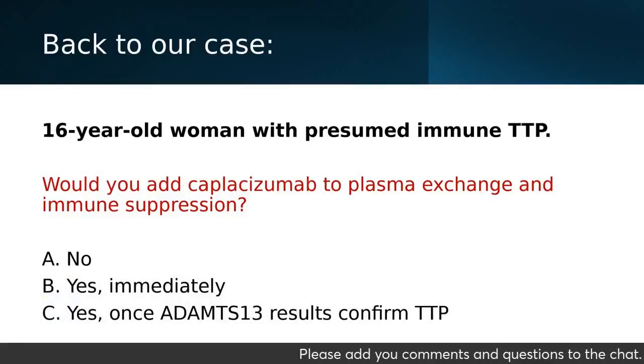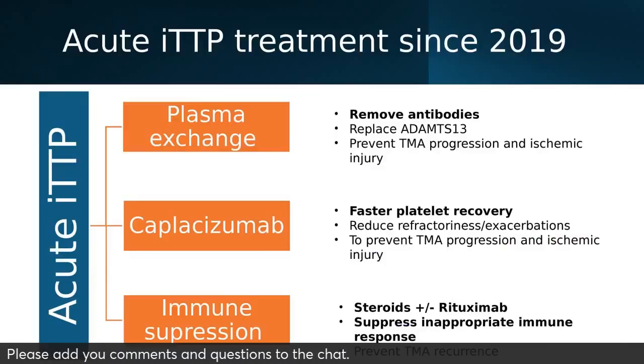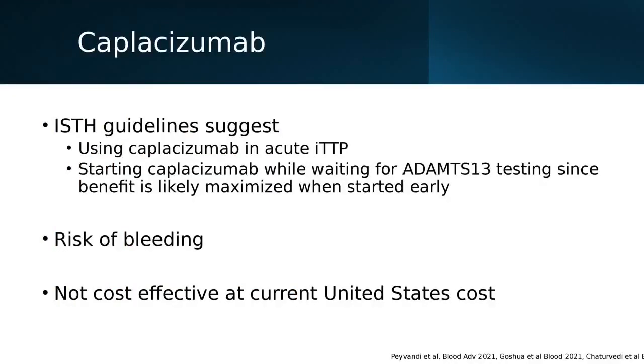So caplacizumab studies, we've already talked about how they help, and these were the study results. And now the backbone includes caplacizumab. The International Society of Thrombosis and Haemostasis guidelines for immune TTP say that you should start caplacizumab as soon as you're worried about immune TTP for any patient without waiting for ADAMTS13 levels to come back, just because that results in faster resolution of thrombocytopenia, greater improvement, lesser need for plasmapheresis, so lesser requirement of a central venous line in that patient. But at the current cost, it's considered not cost effective in the United States.